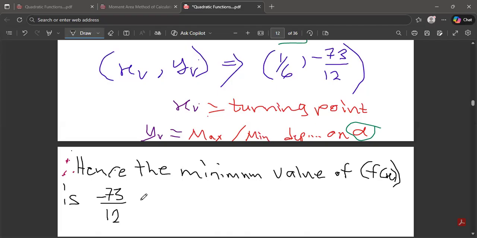And where does it occur? It occurs at x equals 1/6. So it's always going to occur at x. Which occurs at 1/6. So basically that is just a simple understanding or definition I can give to you.